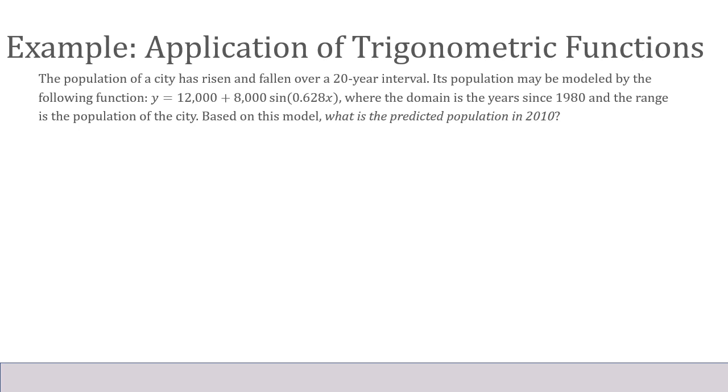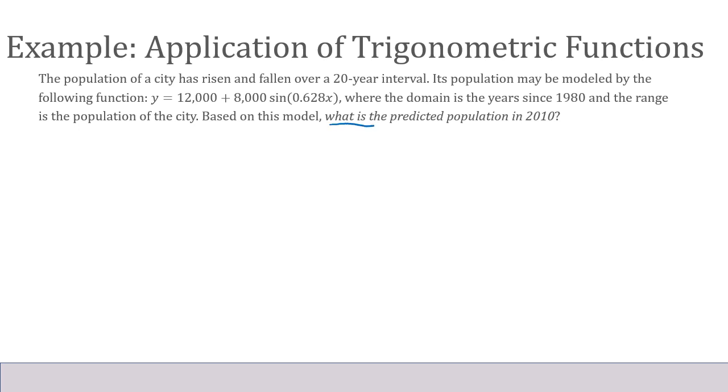Y equals 12,000 plus 8,000 times the sine of the quantity 0.628x, where the domain is in the years since 1980 and the range is the population of the city. Based on this model, what is the predicted population in 2010?